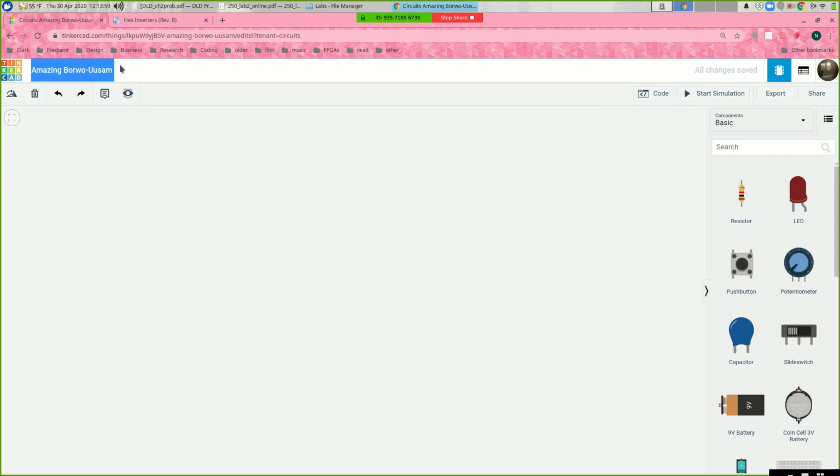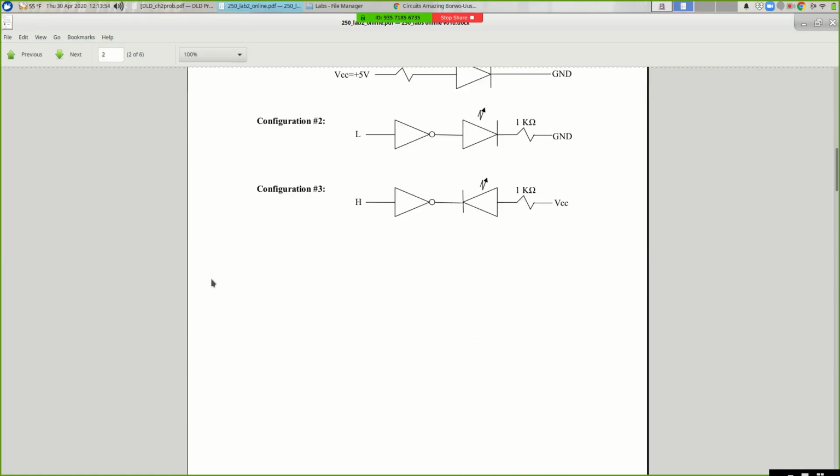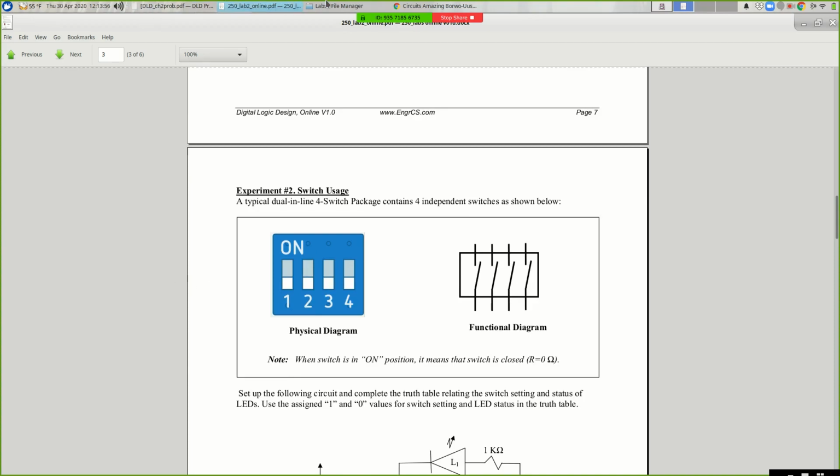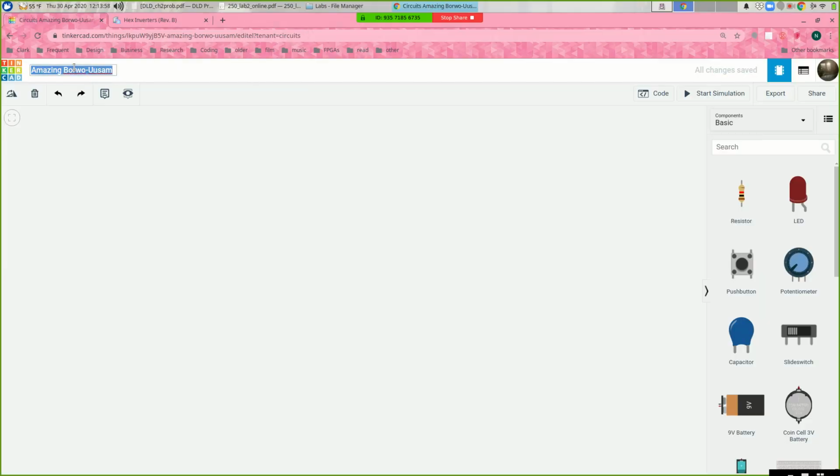And I'll call this lab 2. What experiment is this? Experiment 2. Yeah. So I'll call this lab 2 experiment 2.